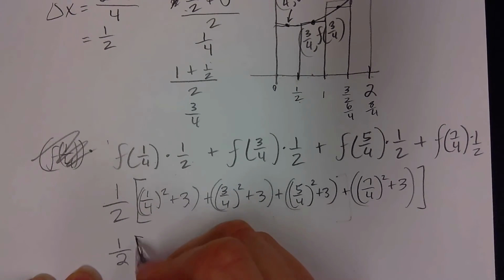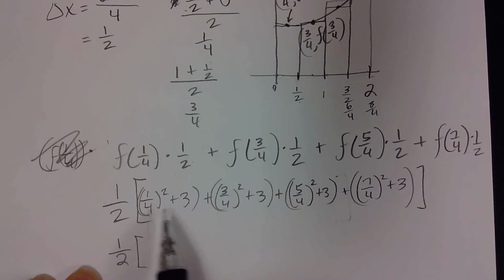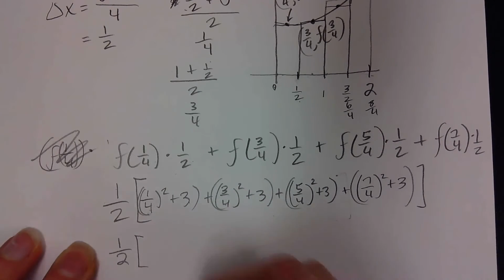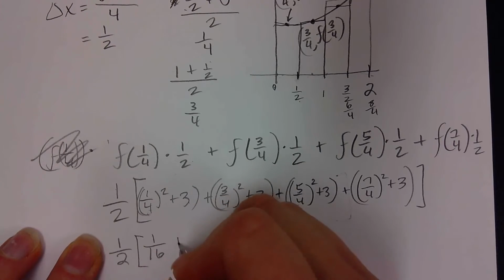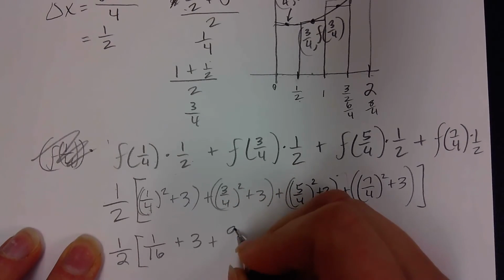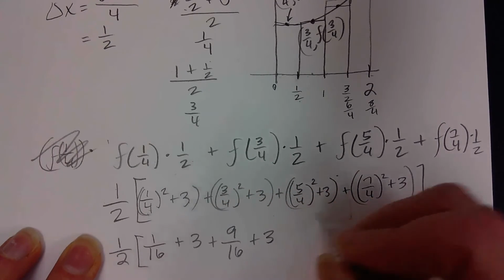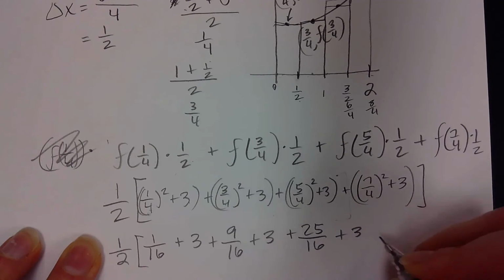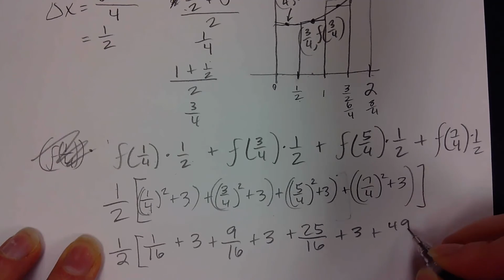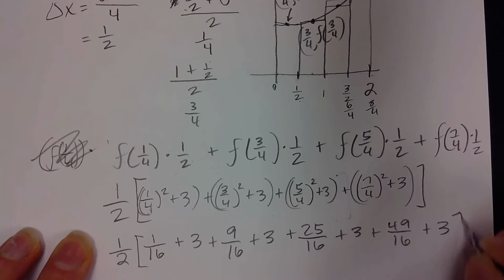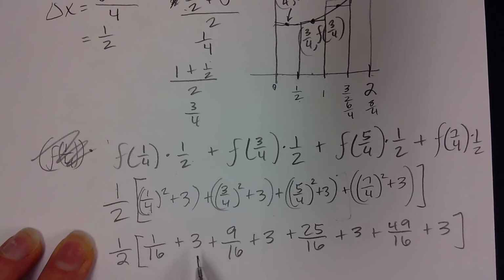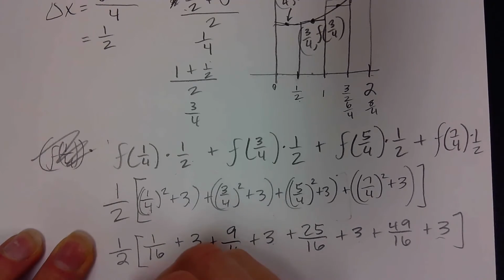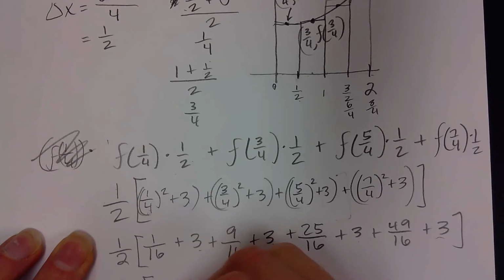So when I go through and do all my squaring, I'm going to do that first. They're going to work out nicely. They're all going to be 16ths, so I'll be able to add them together. 1/16 plus 3 plus 9/16 plus 3. So I've got to square the top and bottom on those fractions. 25/16 plus 3 and 49/16 plus 3. So I've got some 3's I can add up. That's going to be a 12. I'll go ahead and start with that.